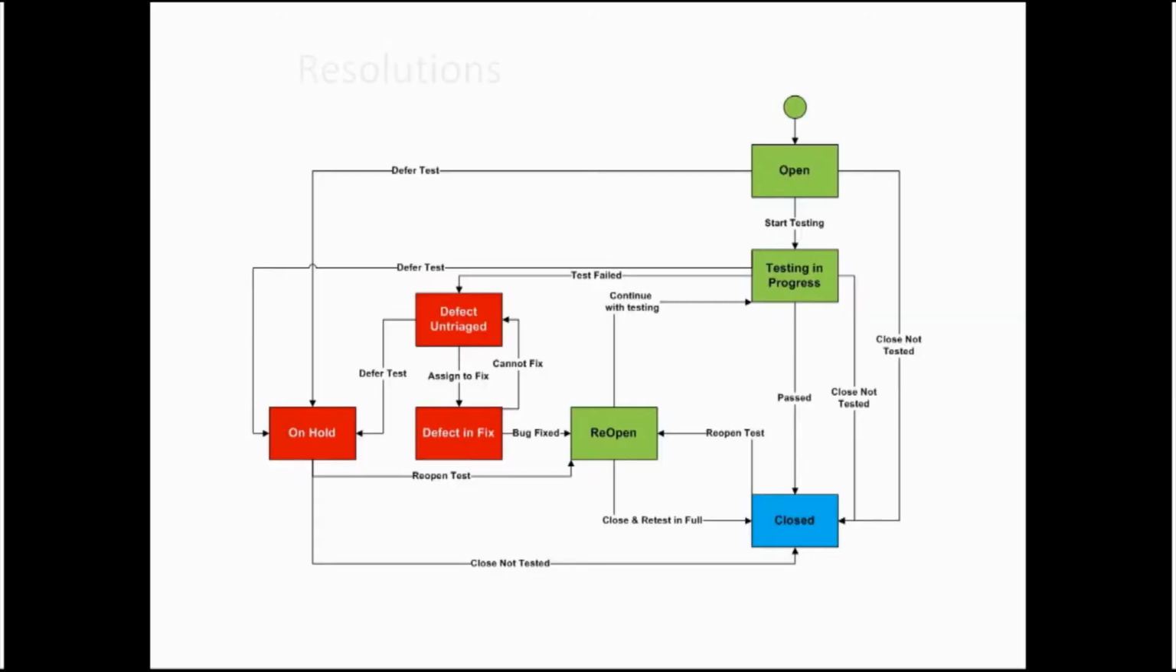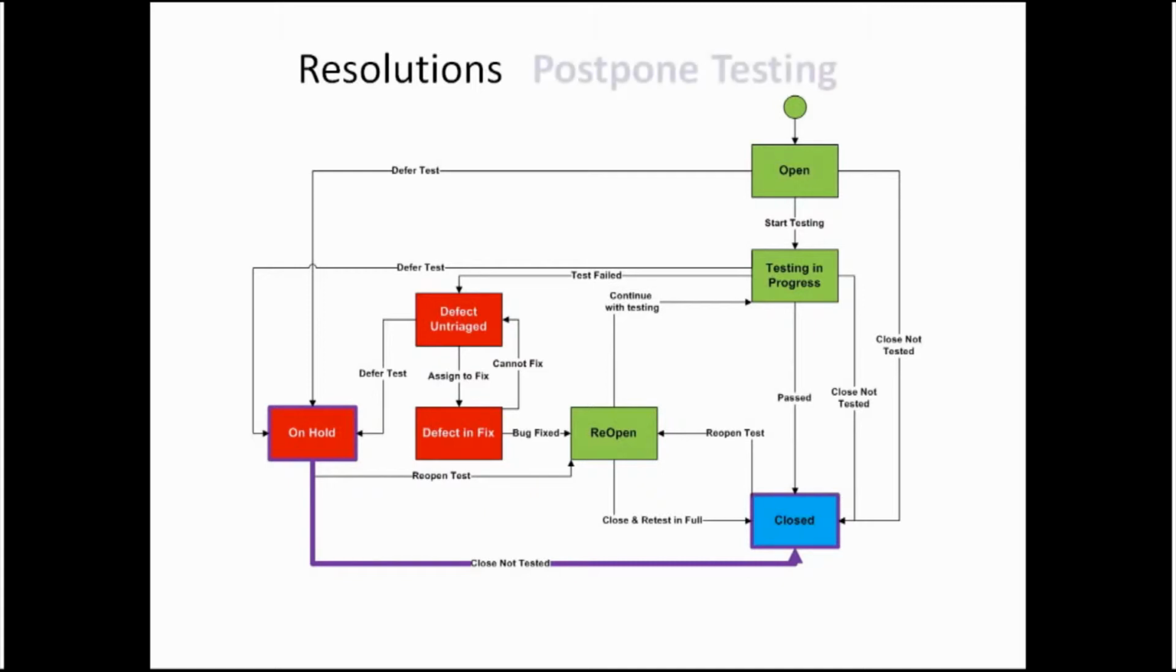Resolutions are a way in which test scenarios can actually be closed. So, for instance, testing in progress to closed, the resolution is test successful. Open and testing in progress to closed, the resolution is closed not tested. And we will fully automate these when the transition is selected. On hold to closed is postpone testing. And reopen to closed, the resolution is close and retest.